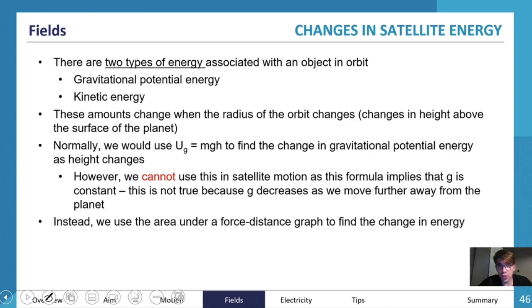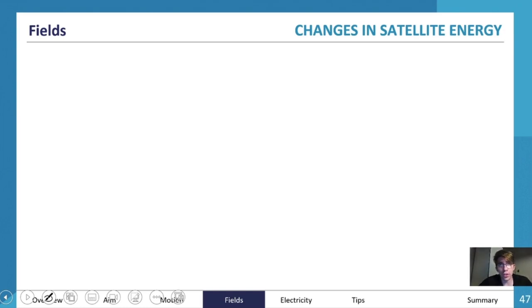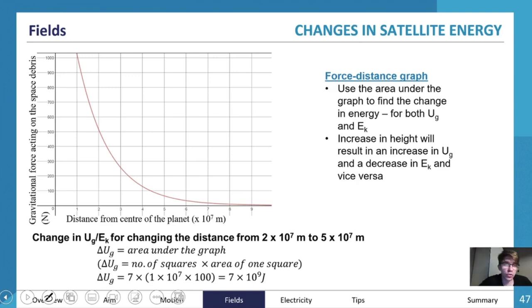There are two types of energy associated with an object in orbit: gravitational potential energy and kinetic energy. These amounts change when the radius of the orbit changes. Normally, we use U equal to mgh to calculate gravitational potential energy, but because the value of g is constantly changing, the only way to calculate gravitational potential energy is to calculate the area under a graph. Because if you remember, just like with springs, the area under a graph is work, it's changing energy. So if the moon drops in height, we can calculate how much gravitational potential energy it has lost and how much of that energy has been converted into kinetic energy.